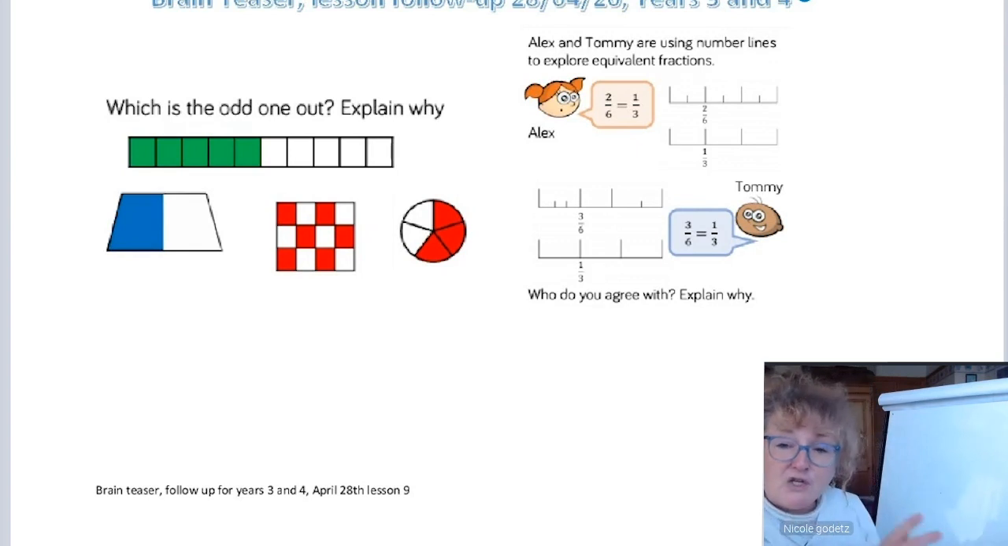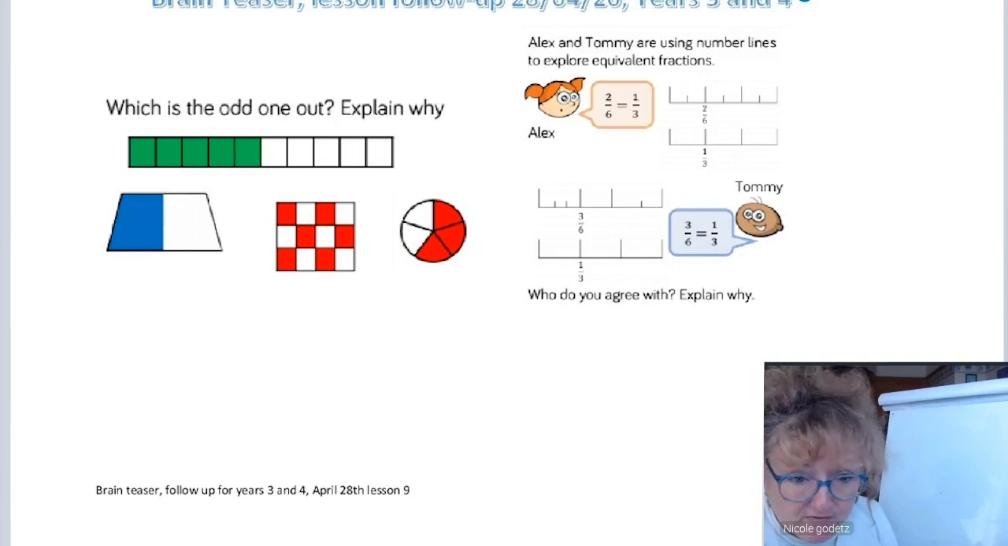Those of you who said the circle, number 4, that had been divided into 5 equal parts, that is the odd one out, because that is not a half. 3/5 is not a half. It's more than a half. And you can see, look at the circle. If you divided that into half, you would have a little bit extra. You would have 1/10 actually extra, because 3/5 is 6/10, and half is only 5/10, because 5 is half of 10.